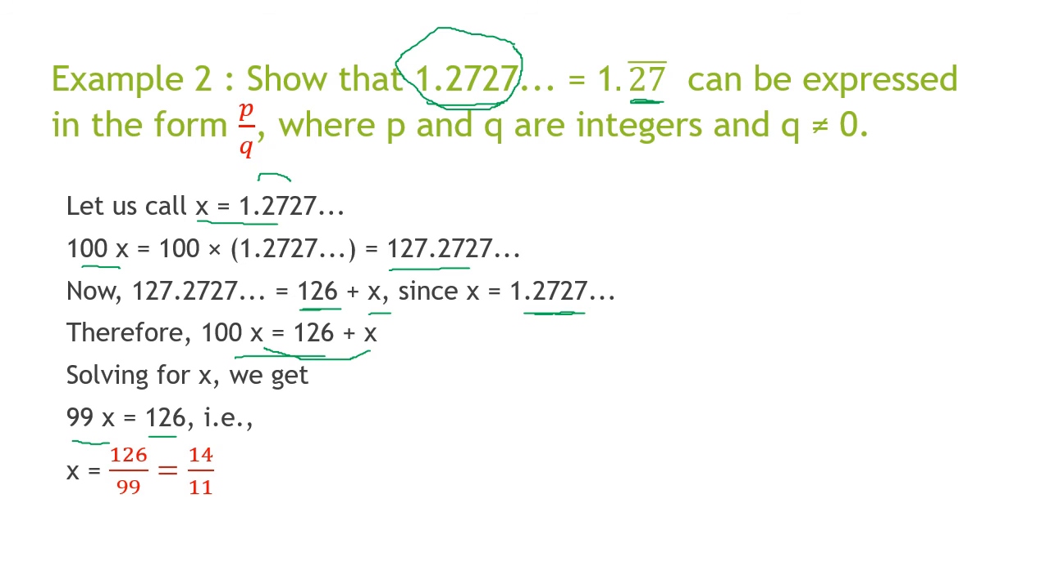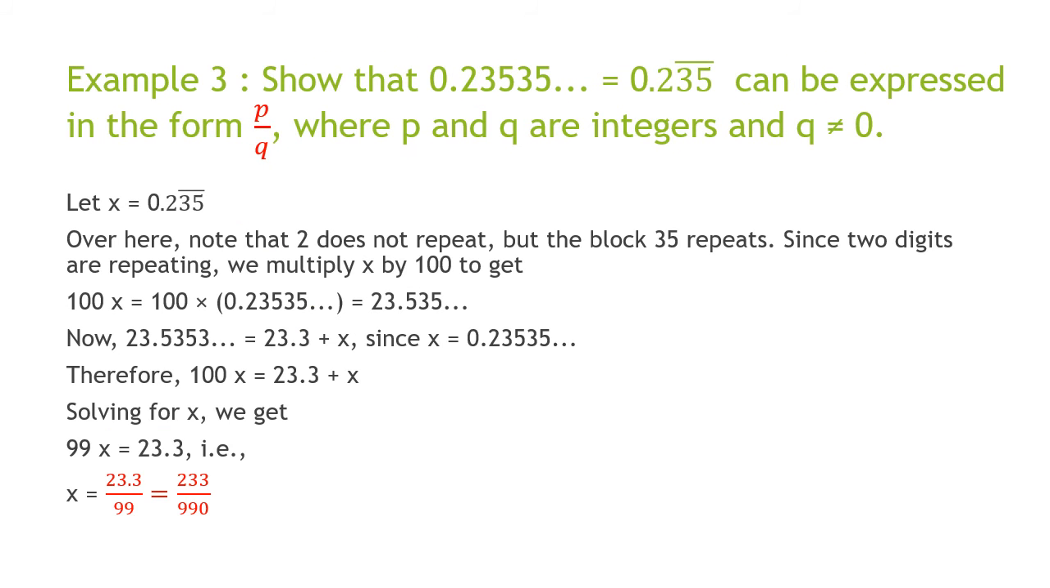Third example is done the same way, 0.2353535. So here again 2 digits are being repeated. So again we multiply by 100.